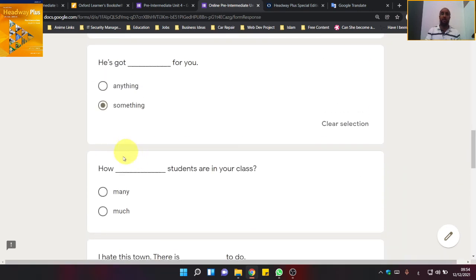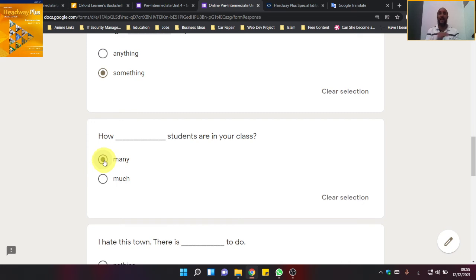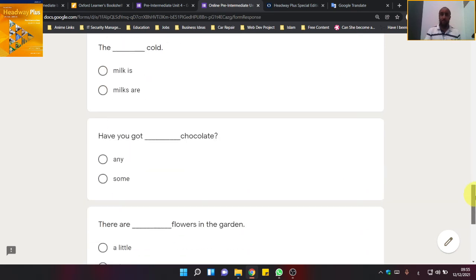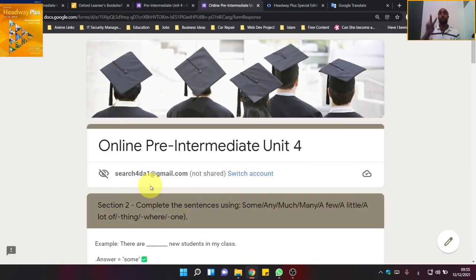Here we have a question starting with how, and the noun is students. That's quite easy, guys. This is a countable noun, so we should say how many students are in your class. That's it for section 1. The rest is yours. We're going to go ahead into section number 2.